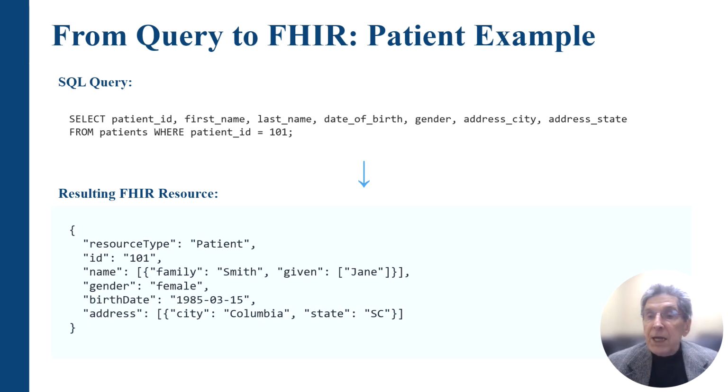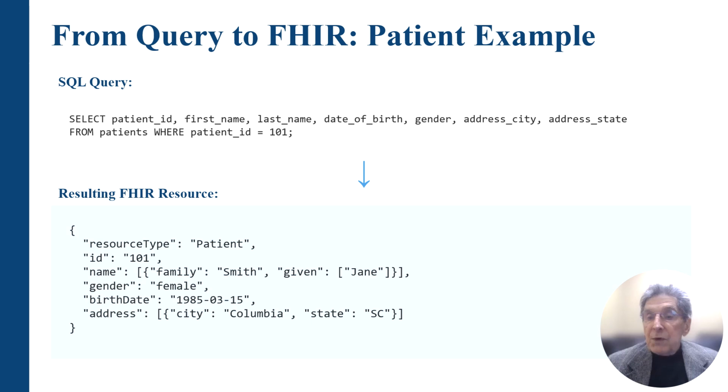Now, an application layer transforms that row into a FHIR Patient resource. The transformation is straightforward because the data aligns. The resource type is Patient. The ID is 101 from the patient ID column. The name element gets structured. The family field comes from last name. The given field is an array containing first name. FHIR structures names this way to handle international naming conventions. And the gender field comes directly from the gender column, in this case female.